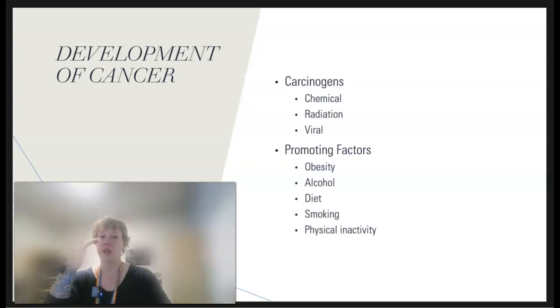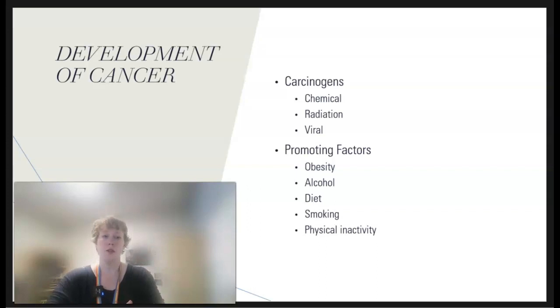Then damaged cells can die or repair themselves, but mutation happens if the cell division occurs before this death or repair. Carcinogens can be caught by protective mechanisms sometimes, but if they're not caught, then they can alter that cell DNA.